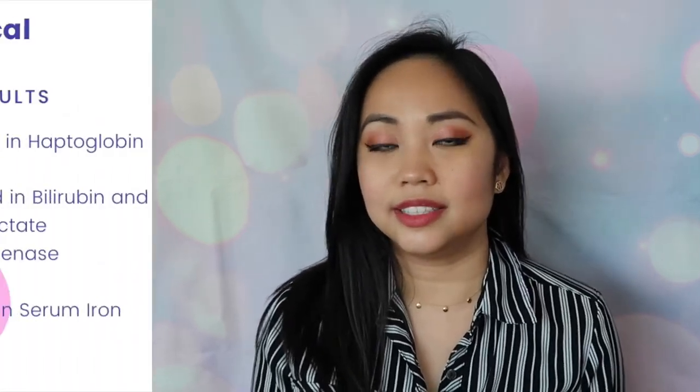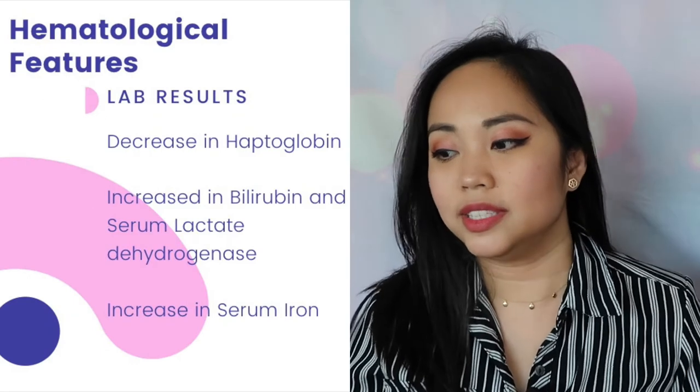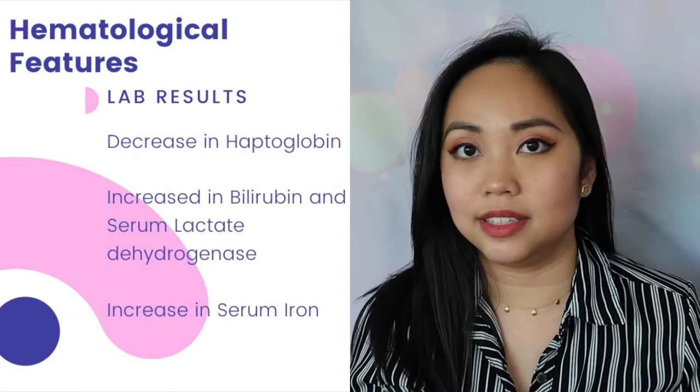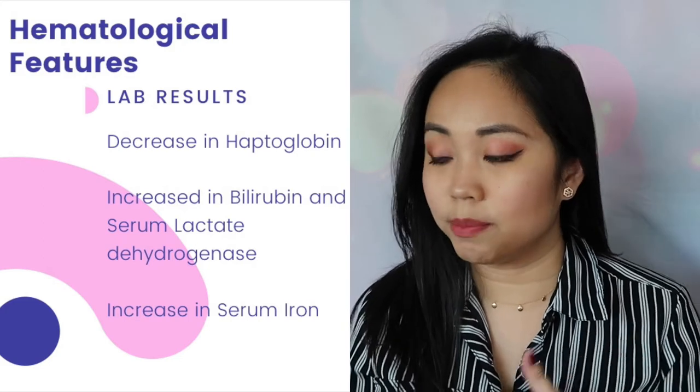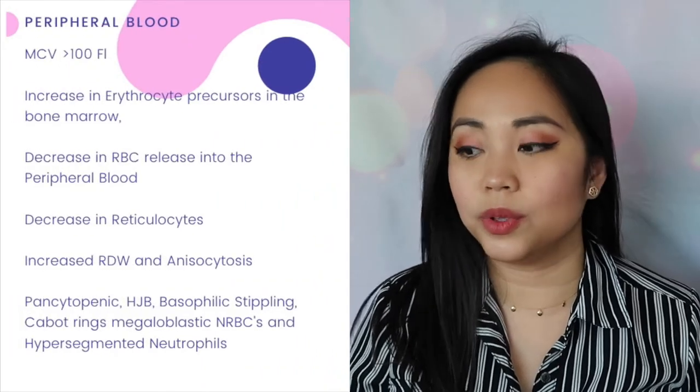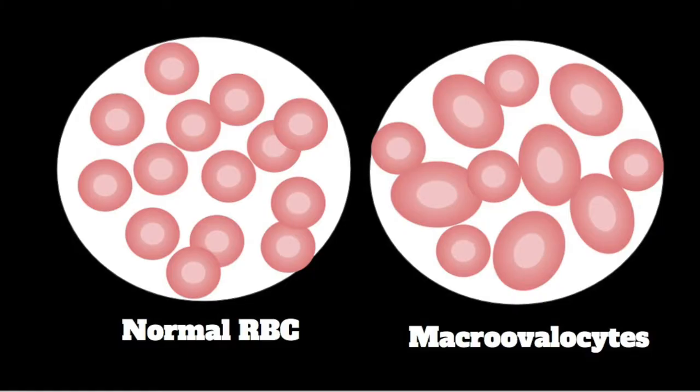So the main findings are there is a decrease in haptoglobin, increase in bilirubin and serum lactate dehydrogenase. There is an increase in serum iron. And for the peripheral blood picture, there is an increase in the MCV. So you have macro-ovalocytes. They're greater than 100 femtoliters. So they're bigger than the normal RBCs.